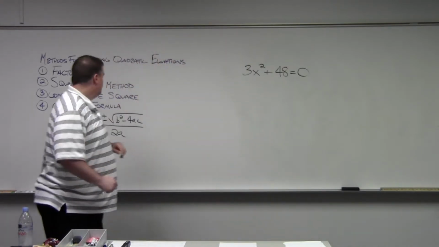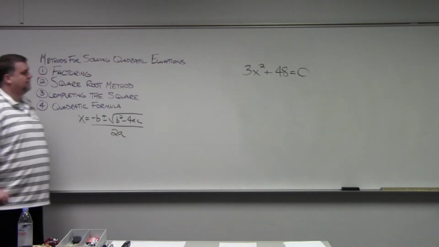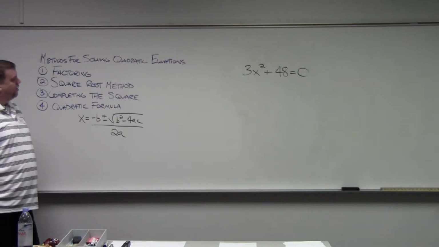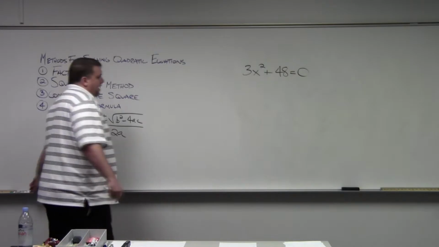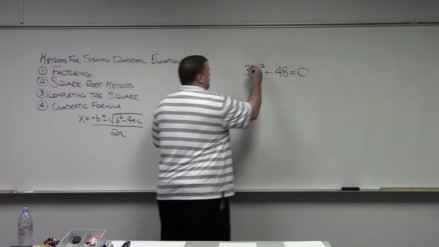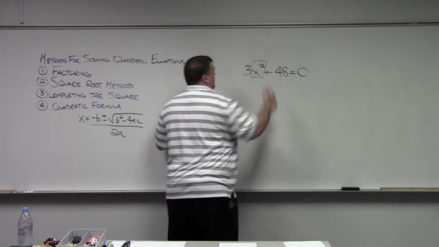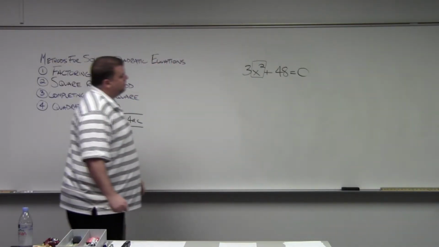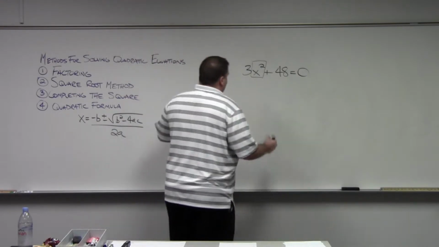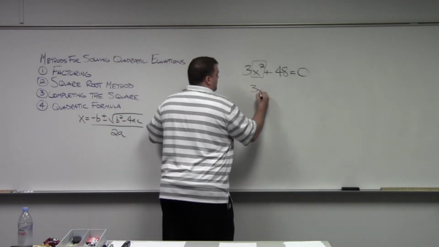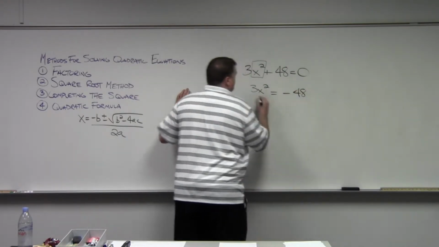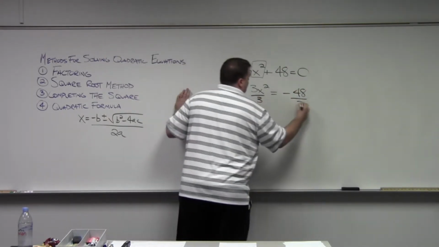Any ideas on this one? What method might we be able to use to tackle this one? Yeah, I would say the square root method as well. It's not quite set up for it yet, but we do have a square term that's by itself. There's no x's anywhere else. So how could I isolate that? Subtract. Yep, so let's subtract 48 over to this side, and then divide both sides by 3.